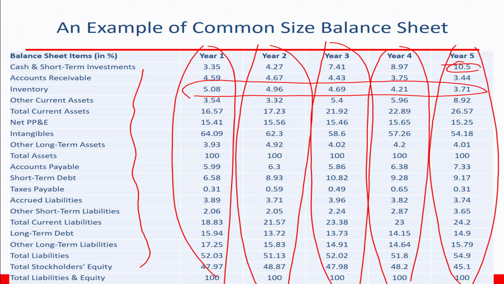For example, inventory as a percent of total assets, whether it is increasing or decreasing, or whether it is staying the same. So this kind of trend analysis is very easy when you express all these items in the income statement and balance sheet as a percent of total assets. And this is very important when you have to make assumptions about the future growth of these items, which is very useful in valuation.